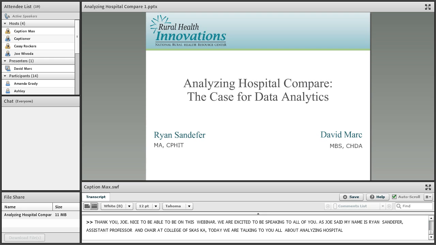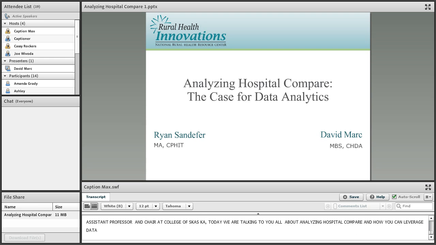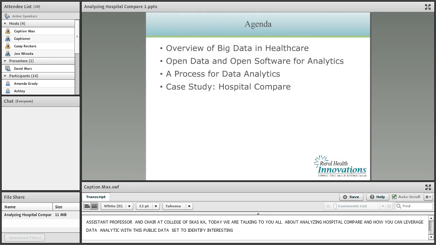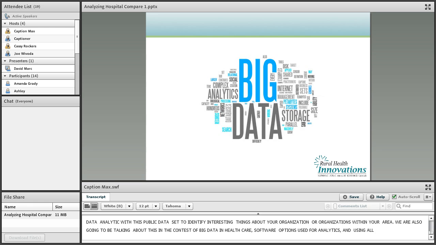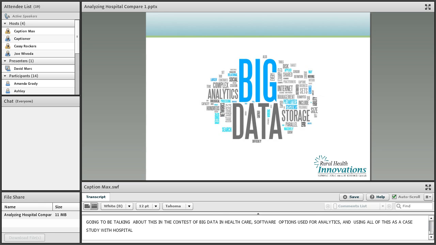So today we're going to be talking to you all about analyzing Hospital Compare and how you can leverage some data analytics with this publicly available data set to potentially identify some interesting things about your organization or organizations within your area. We're also going to be talking about this in the context of big data and big data in healthcare, some publicly available or free software options that can be used for analytics, and then using all of this as a case study with Hospital Compare data. So I'm just going to get going on it.